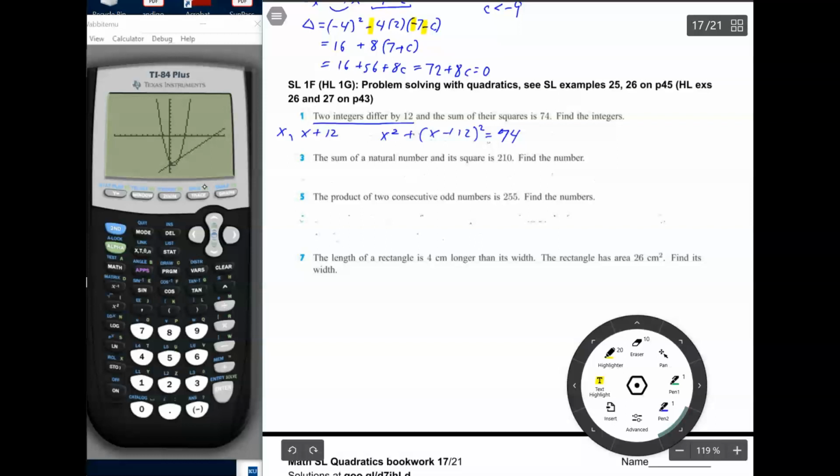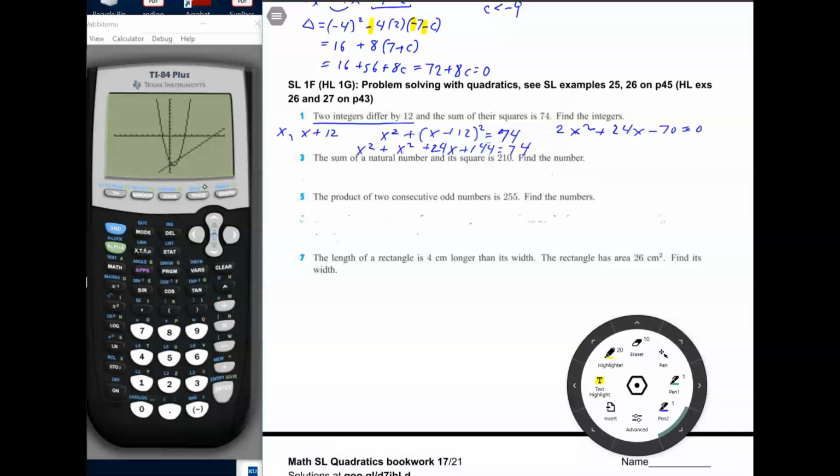Okay, so I'm going to expand this, and I'll get x squared plus 24x plus 144 equals 74. Then I want to make this into a quadratic with everything on the left side, so it'll be 2x squared plus 24x plus 144 minus 74, so it's plus 70 equals 0. Okay, so this is the quadratic concept part. We made a quadratic out of this word problem, and now it's all ready to solve.